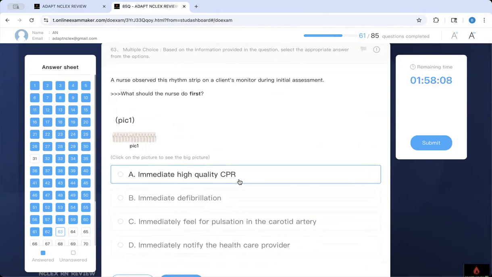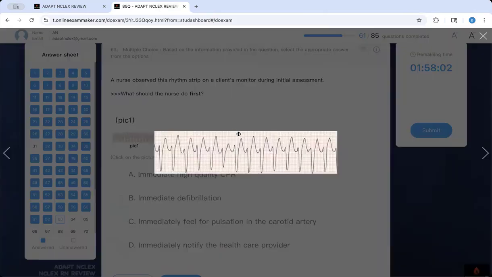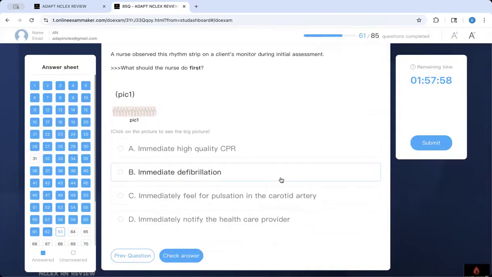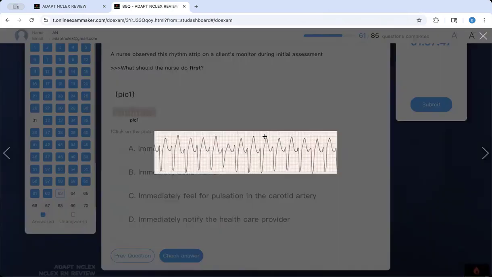First action. A nurse observes this rhythm strip on the client monitor during initial assessment. What is the rhythm? That's what we have. Think about it. We'll come back to it. Do you do CPR? Do you do defibrillation? Do you immediately feel for pulse in the carotid artery? Do you notify the healthcare provider? You got to read it.